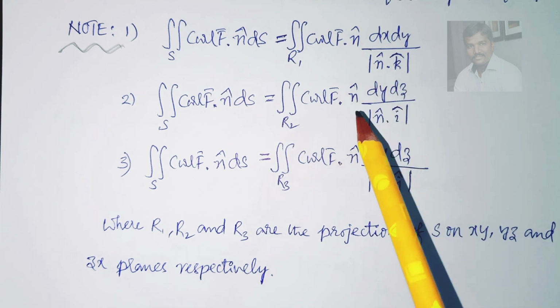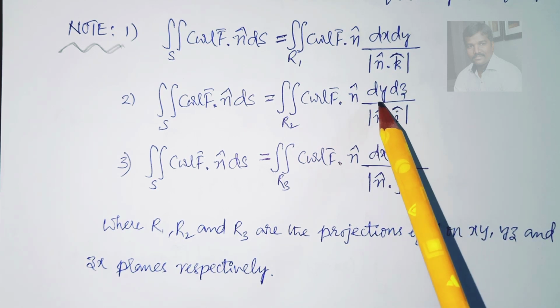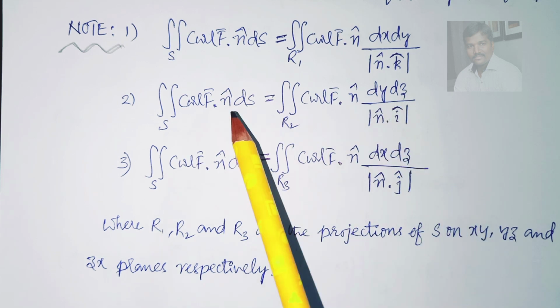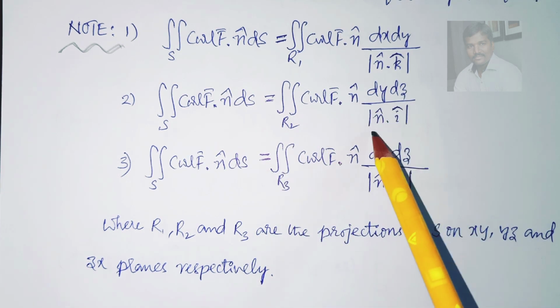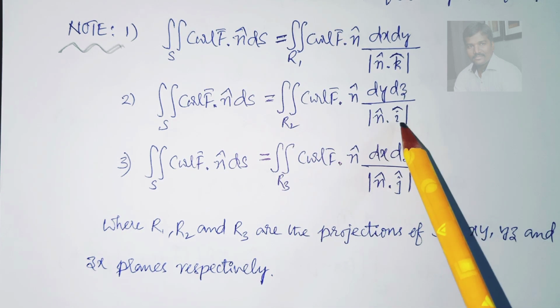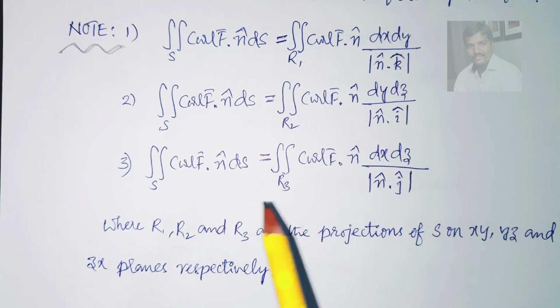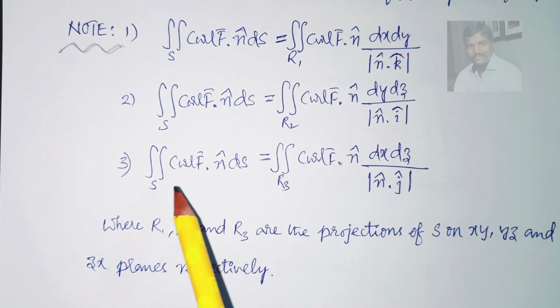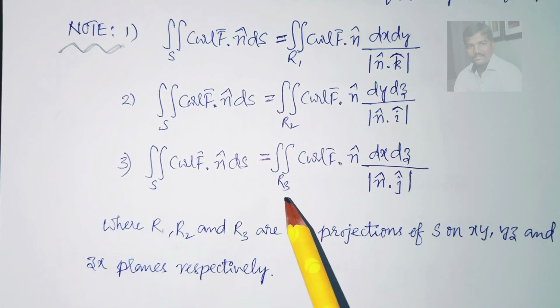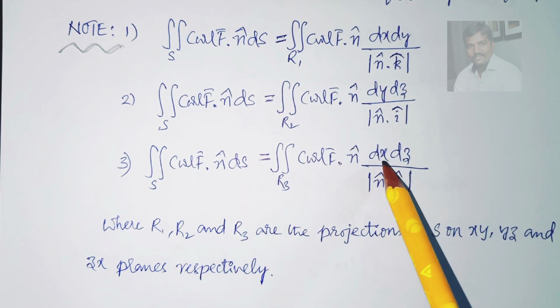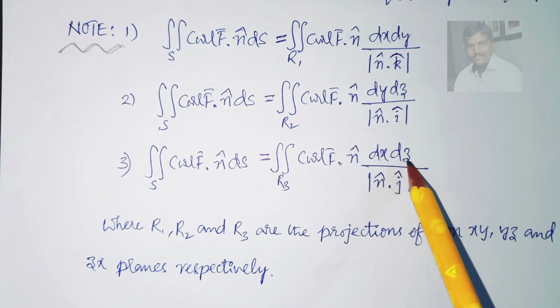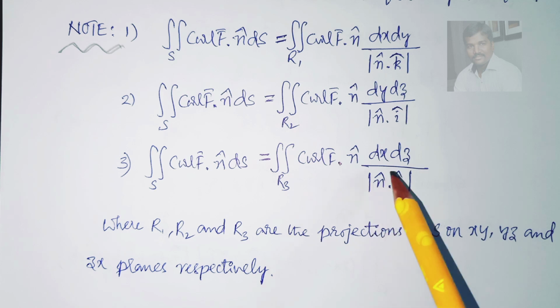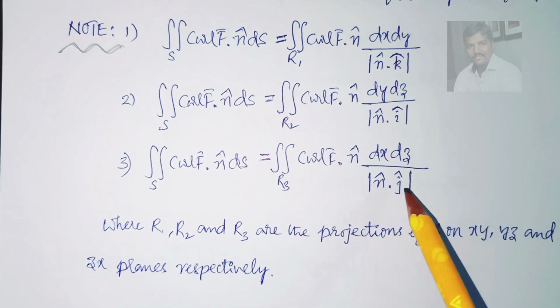If you consider the projection on yz, ds can be written as dy dz by n cap dot i cap. Remember, okay? And if you consider the projection R3, the projection of S on the xz plane, then ds can be written as dx dz by mod n cap dot j cap.